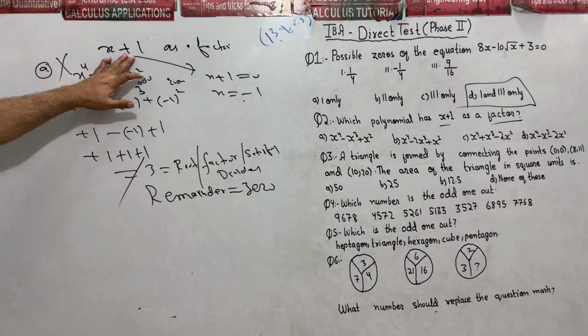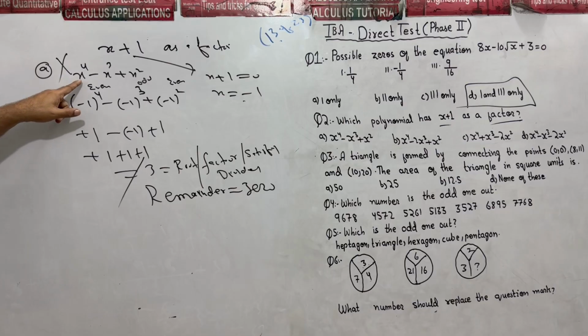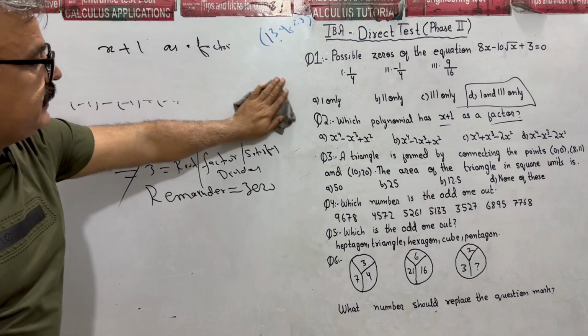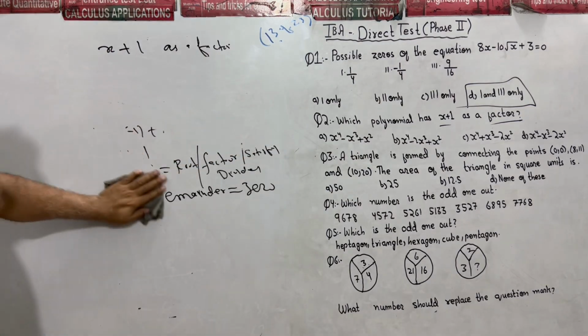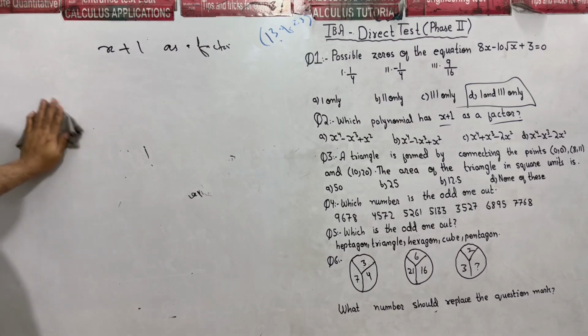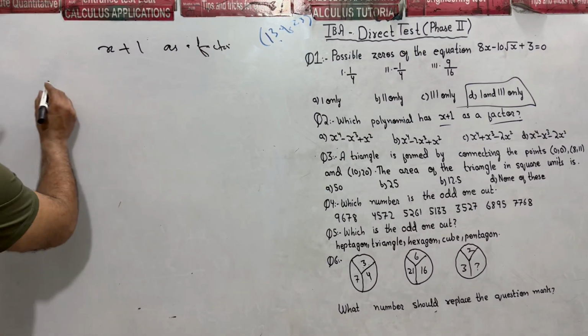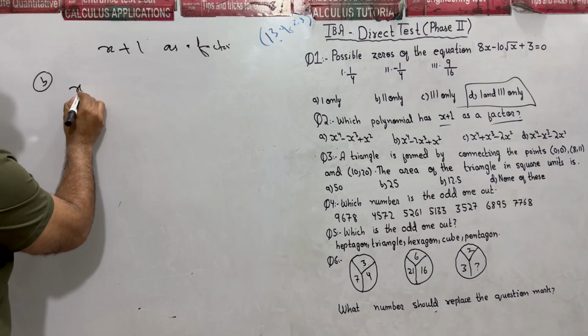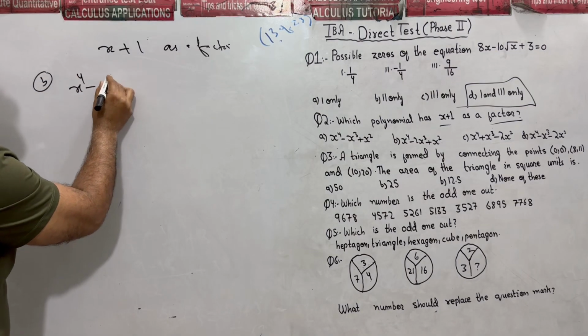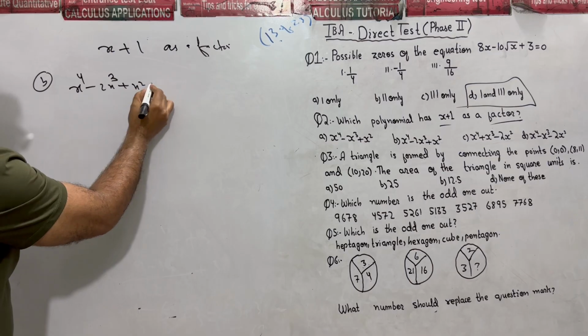So, x plus 1 is not a factor of this expression, x^4 minus x^2 plus x square. Okay, let's check option B, that reads as x^4 minus 2x cube plus x square. Option B to be verified, x^4 minus 2x cube plus x square.